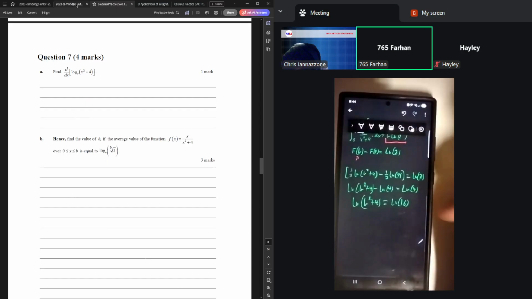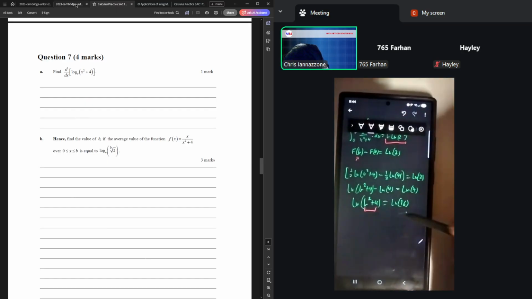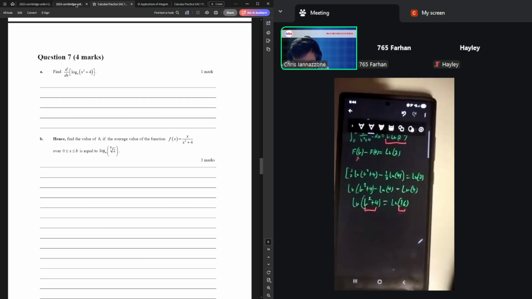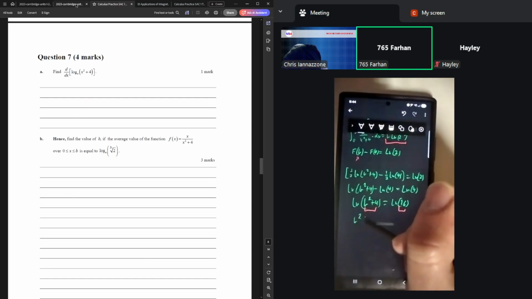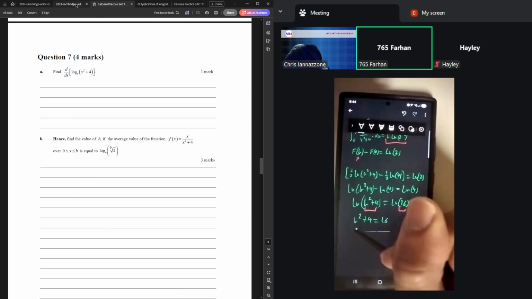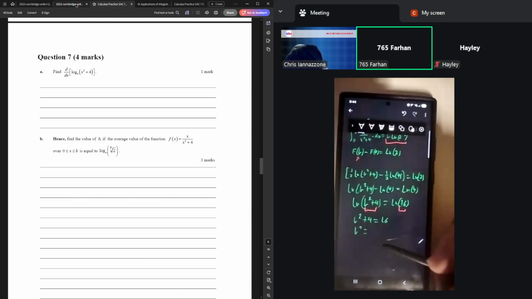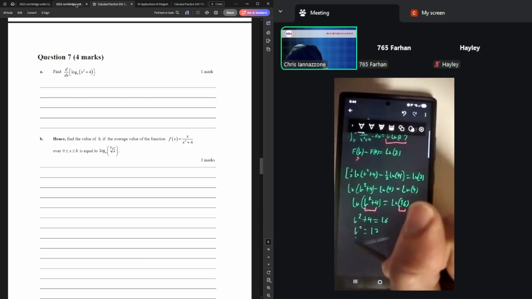And now we're just equating the insides. If you have the natural log of one number equaling the natural log of another number, all we're doing now is looking at the inside of those brackets. So b squared plus 4 equals 16. Move the 4 to the other side, that's 12. b equals the square root of 12.